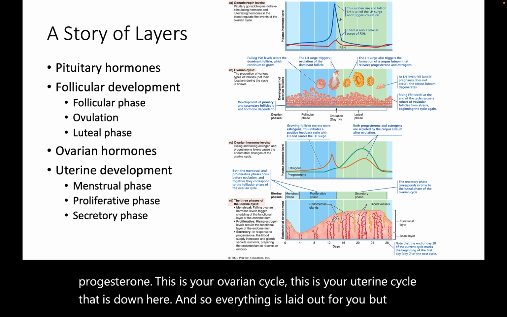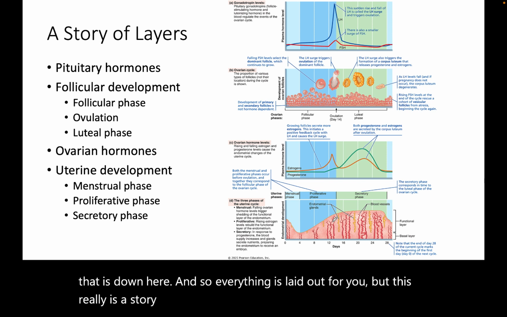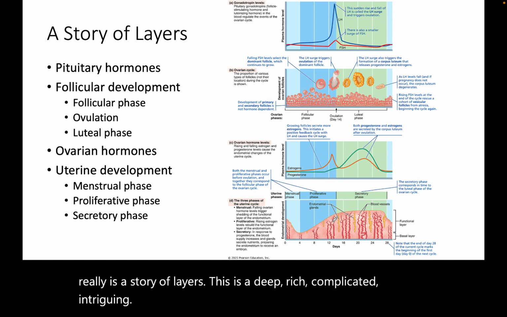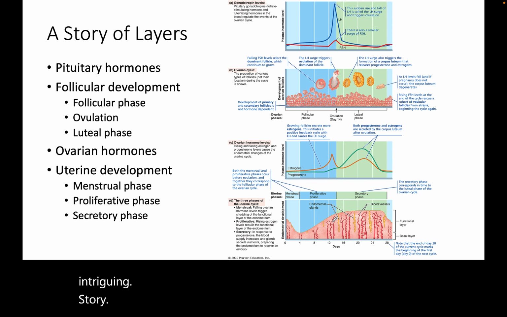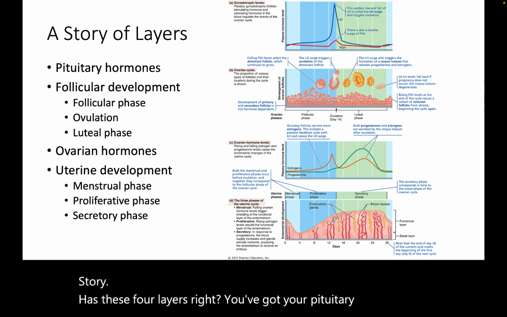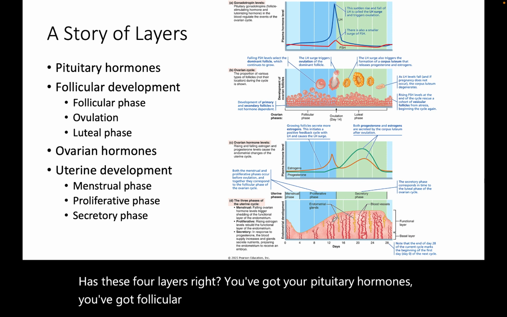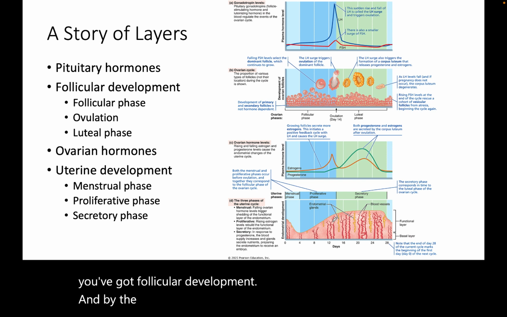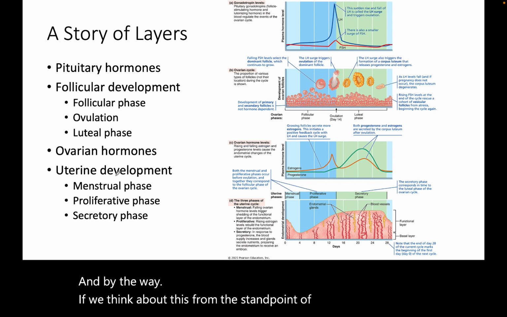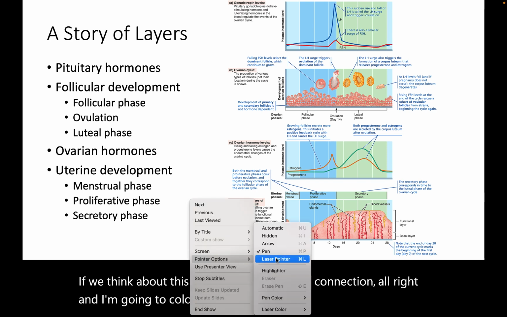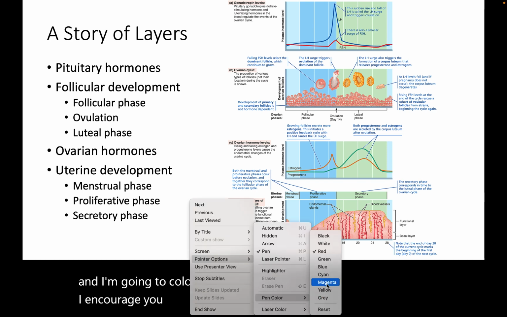But this really is a story of layers. This is a deep, rich, complicated, intriguing, fascinating story that has these 4 layers, right? You've got your pituitary hormones, you've got follicular development, and by the way, if we think about this from the standpoint of connection, all right, I'm going to color code this for you. I encourage you to kind of do the same thing.